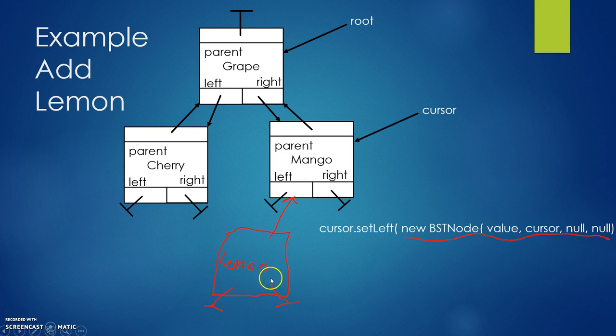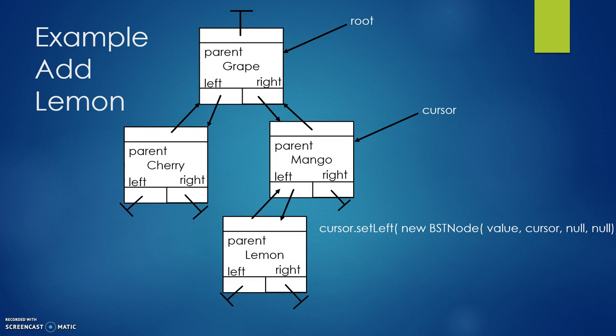So we're going to create a new node with its value, which is lemon. Its parent is going to be cursor, meaning this is going to point to mango, and it's not going to have a left and a right. Once the new node is created, then cursor set left points to this new node that was created. Now if I just get rid of the chicken scratch, then this is the new node that has been created. So for the new node we created, we maintained the parent to the node that it was created from.